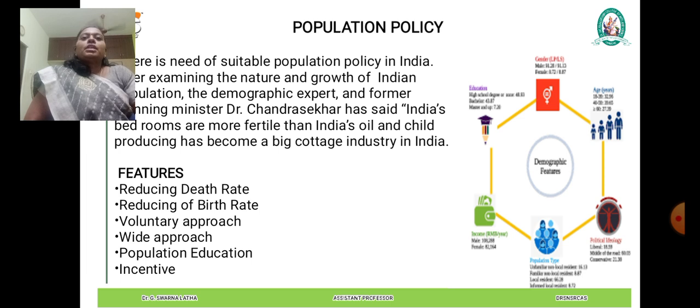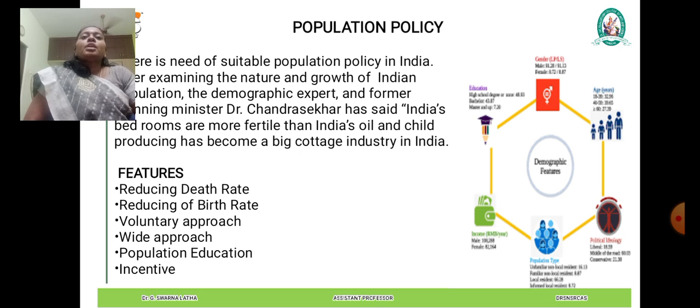Voluntary approach. The population policy adopted by our country is based on voluntary approach. No one is forced to adopt family planning measures. The policy aims at implementing family welfare measures with the help of voluntary cooperation of the people. Some of the measures taken by the government include emphasis on the nature of the program, securing the cooperation of rural institutions and panchayat raj bodies.